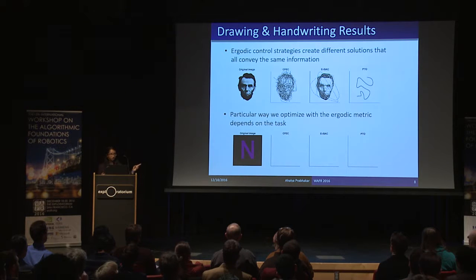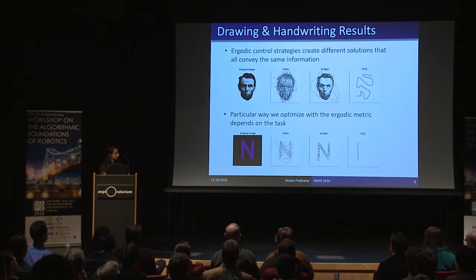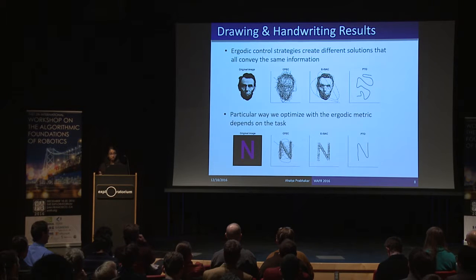Whereas the trajectory optimization method on the far right creates a much more abstract, I would say unrecognizable rendering of Abraham Lincoln. However, if you were to use the exact same methods for a slightly different task where you consider handwriting, drawing the letter N, we once again see that we create radically different solutions for the same task. However, in this case, even though all the trajectories themselves are extremely different, they're all recognizably the letter N by the end of the trajectory.